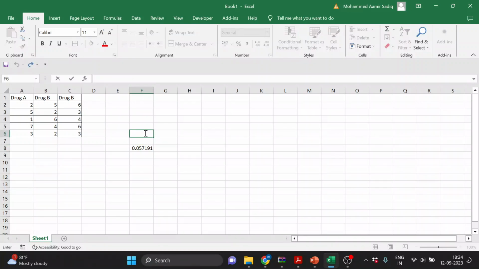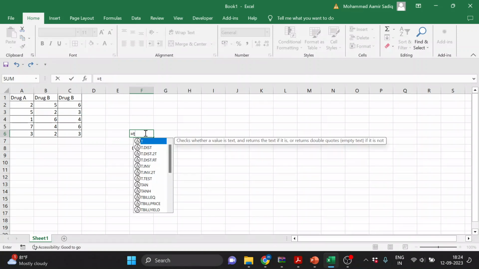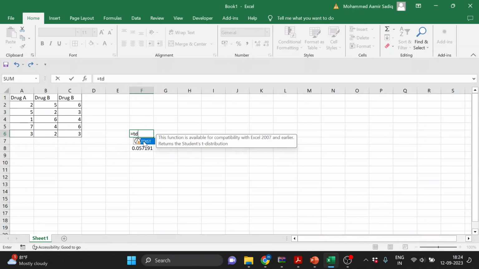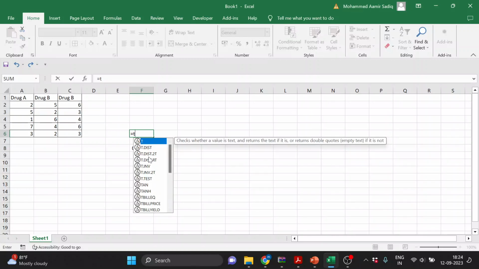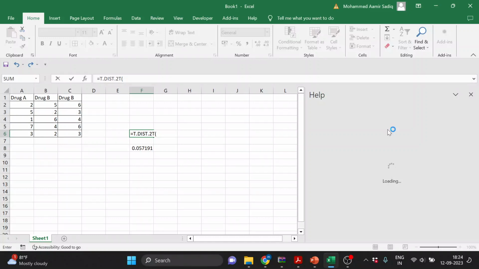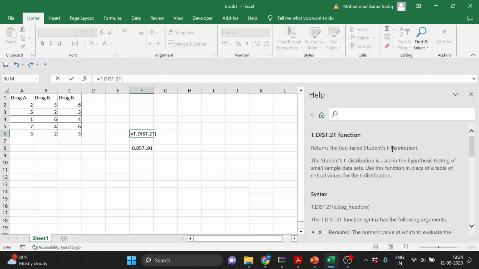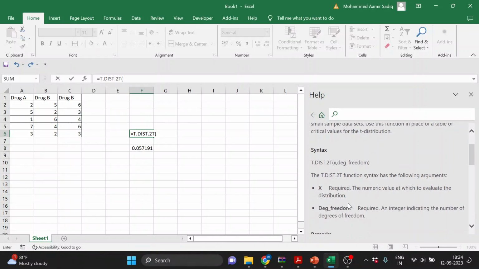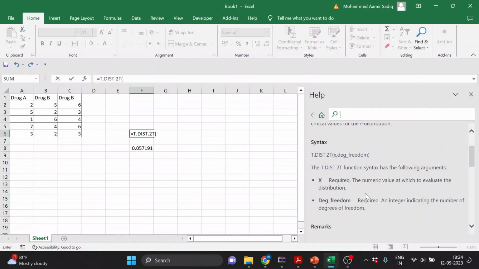One way to understand what a function does in Excel is you type equal to and you type T.DIST. It gives you a description of what this function is available for. It returns the student's t distribution. When you click on this link, it actually tells you what that function does. For example, this returns a two-tailed student's t distribution. It's used in hypothesis testing, and it tells you what the input is and what the output is.